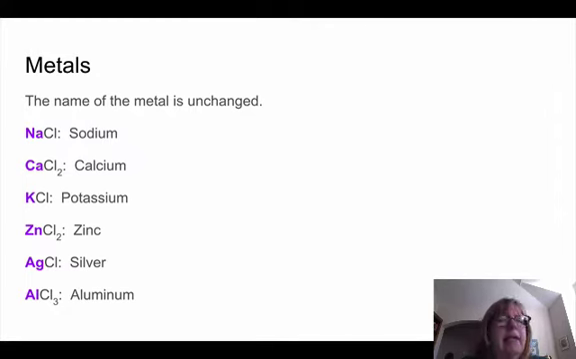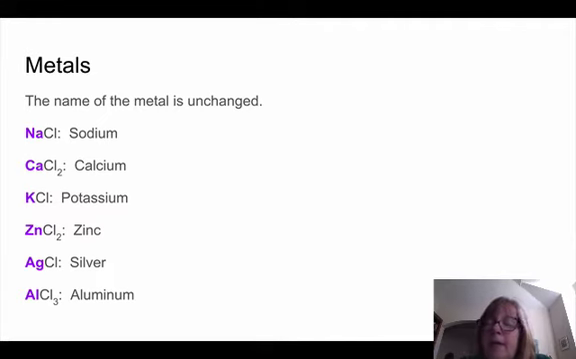All right, so let's go ahead and start with the metals. Usually this is pretty easy. The name of the metal is unchanged. So here we've got the ionic compound sodium chloride, and for the Na, we just say sodium. Here we have CaCl2. We say just calcium. There's nothing we have to do.